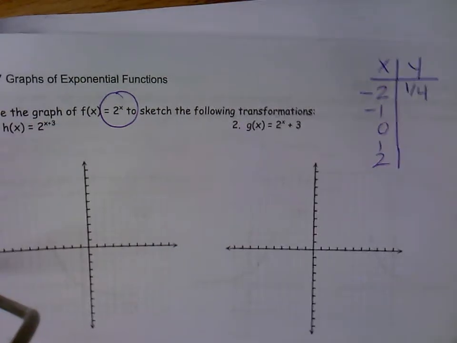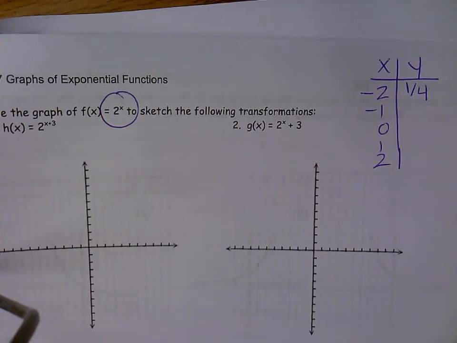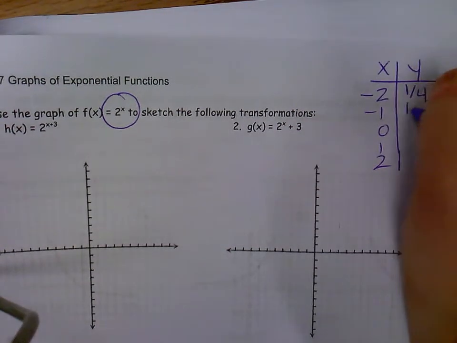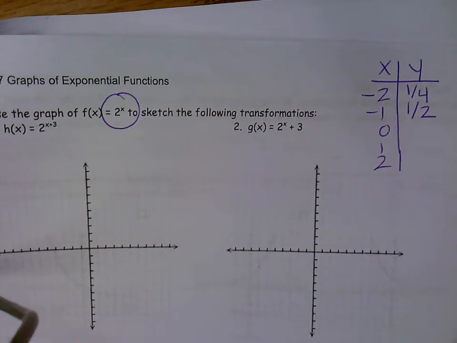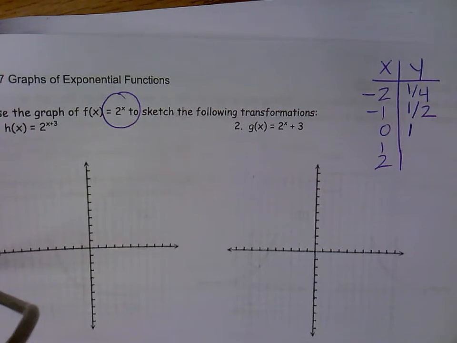If I plug in negative 1 instead, now I'm at positive 1/2. So it just takes the reciprocal. It does not make it negative. What happens when I plug in a 0 into any exponent? 1. So 2 to the 0 power is 1. And now I'm just going to plug in 2 to the first and 2 squared. You should know those values, 2 and 4, right?